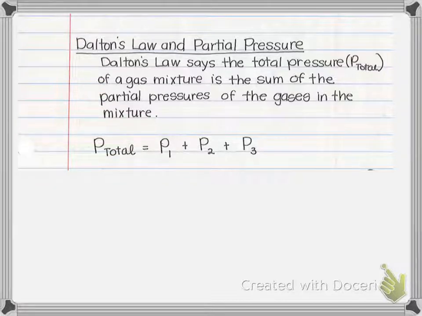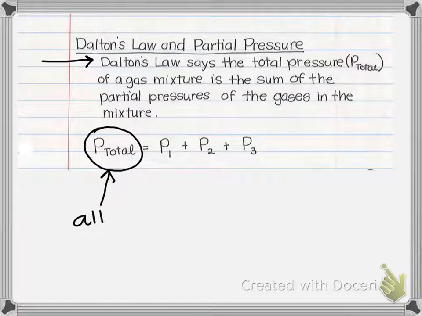Dalton's law describes the relationship in a gas mixture between the partial pressures and the total pressure of the mixture. You can read Dalton's law right here. It says the total pressure of the gas mixture is the sum of the partial pressures of the gases in that mixture. So what it means to us, P total, this would be all the gases in the mixture.